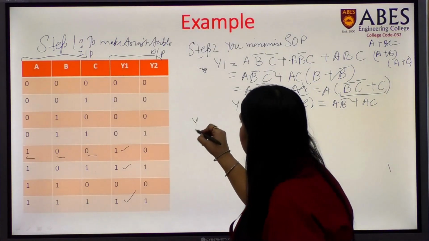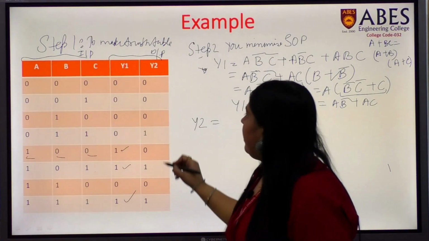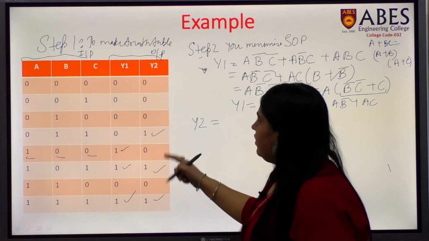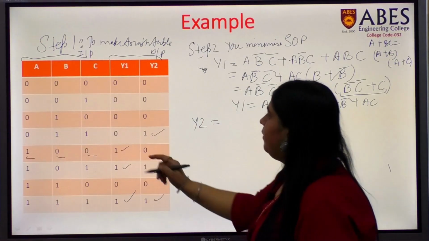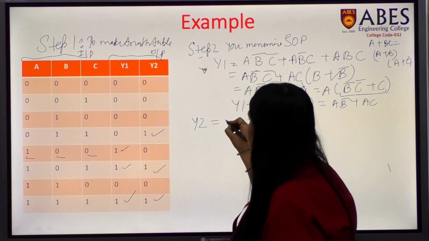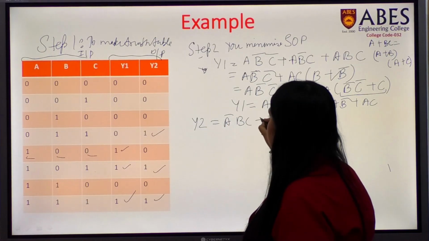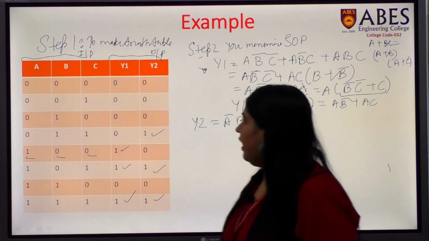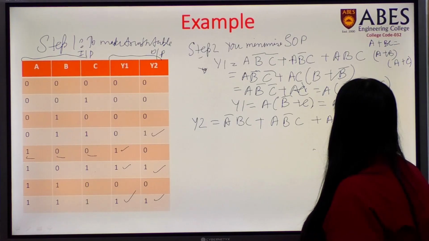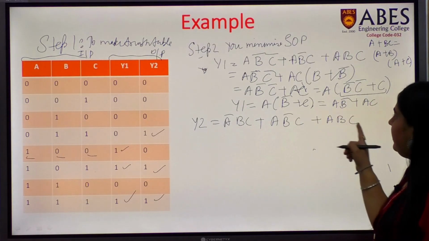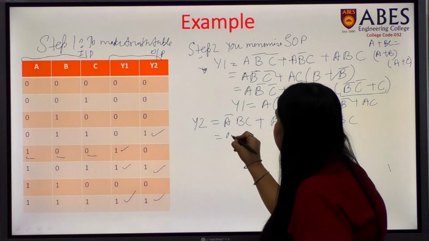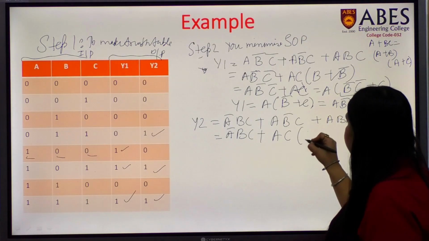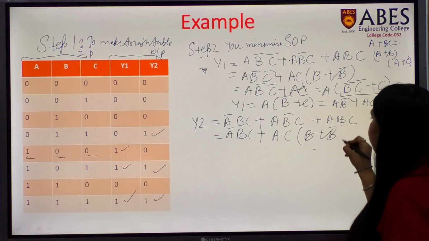Similarly for Y2, from the truth table, we see where Y2 is high. Y2 is high here, here and here. According to this, we have to see the inputs. For this, input is A bar B C, plus for this, A B bar C, and for this, A B C. Again, from these two minterms, I am taking AC as common because we want a minimized expression. Taking AC as common, we are left with B plus B bar. B plus B bar is 1.